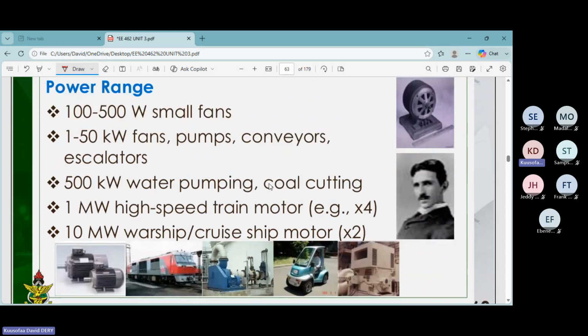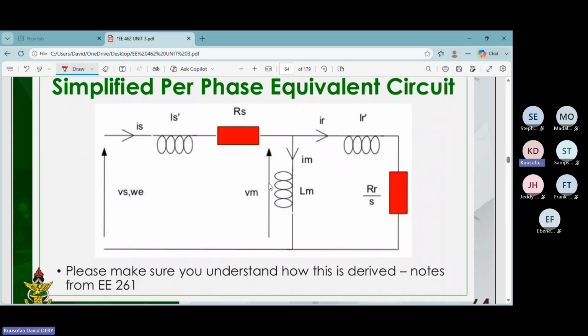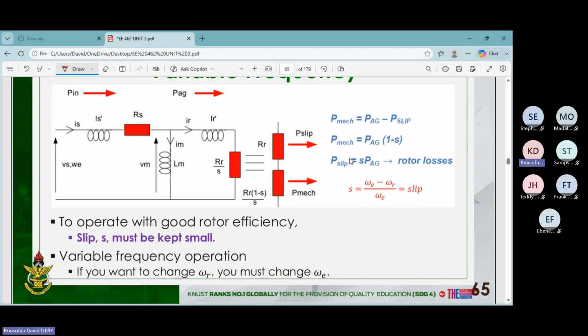So these are their power ratings. I'll skip. Then we come back to the equivalent circuit that we are still going to use. We've seen this already, and one important point that was made was that to operate with good rotor efficiency, the slip must be kept small because the rotor losses were the slip times the power that is transferred from the stator to the rotor. So we must keep the slip small so that we operate at high efficiency.